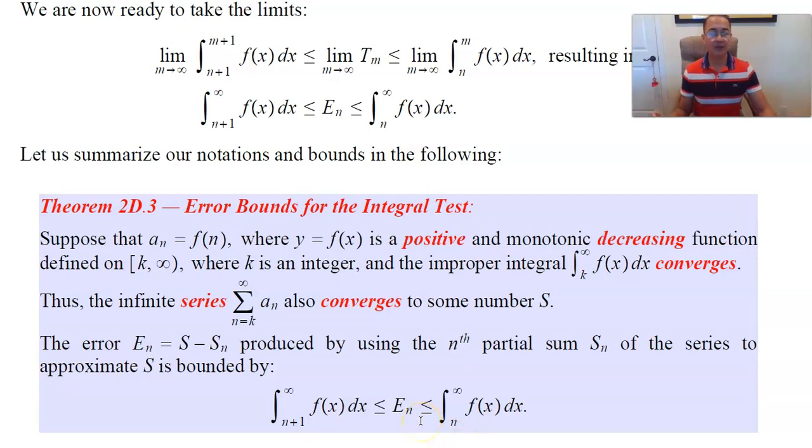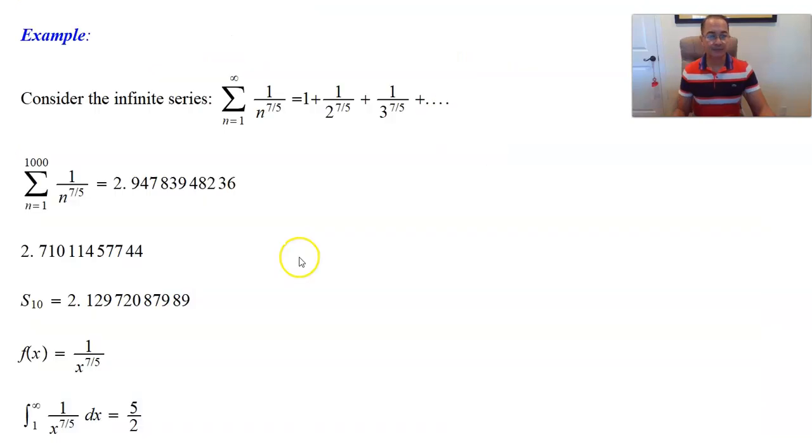If we approximate the infinite series using the partial sum s_n, and our series converges according to the integral test, then the error that we produce by accepting that approximation is between the integral from n+1 to infinity of our function and the integral from n to infinity of our function. So let's go back to our example in our workroom and let's find bounds for the error in our first example. All right, so let's recap what we had earlier.